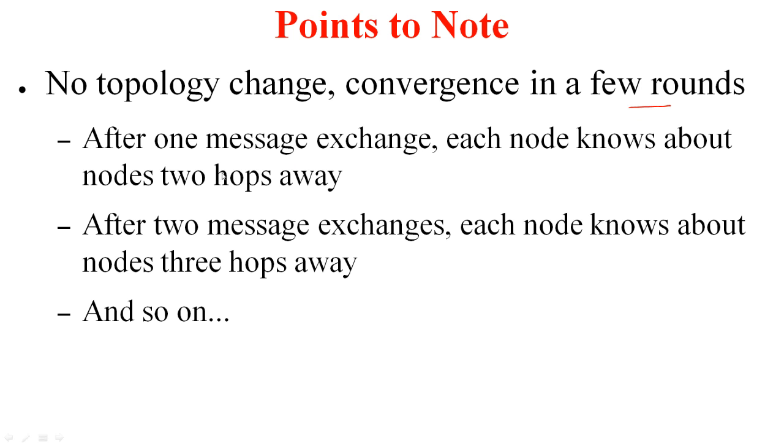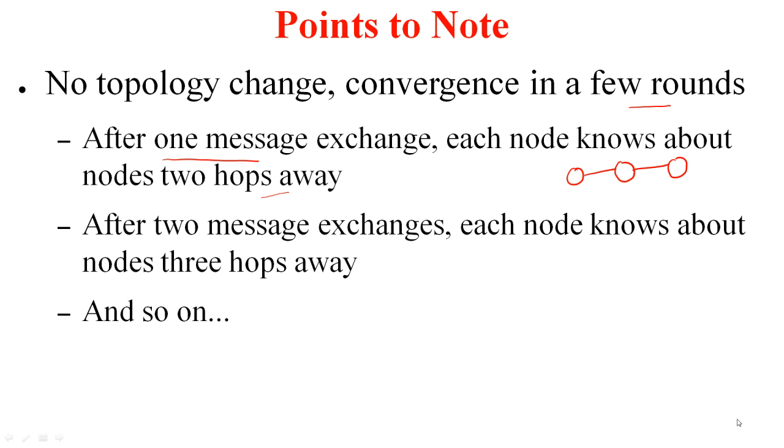Basically, what happens is after one message exchange, by the way, when I say one message exchange, I don't mean that there was one message transferred in the network. Rather, every node has exchanged one message with its neighbors. After such an event, each node knows about nodes 2 hops away.